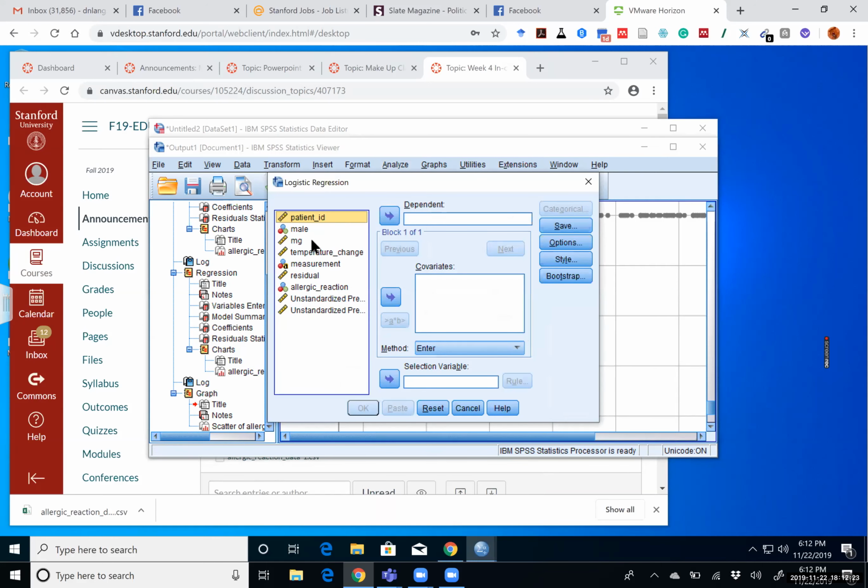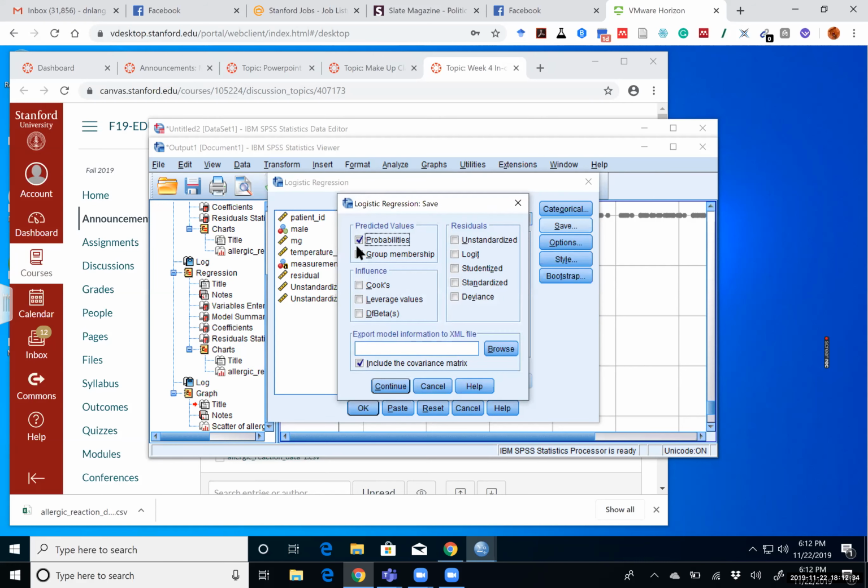And we can do the same thing. We're going to predict whether or not a patient had an allergic reaction based on dosage. And when we go to save, we're going to instead predict probabilities. These map to the unstandardized values. We're also going to predict group membership. All right.